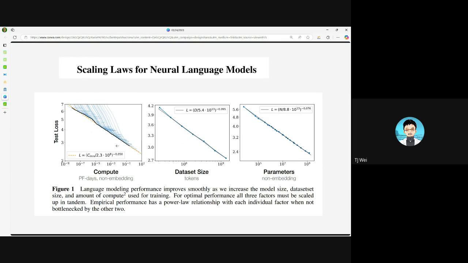If you wish to achieve a certain loss, you need at least this much computational power. These many different blue lines represent different configurations, like different data size, different parameters. And no matter how you do, there's a line you cannot cross. So if you wish to achieve a certain test loss, there's a compute cost that you cannot ignore.